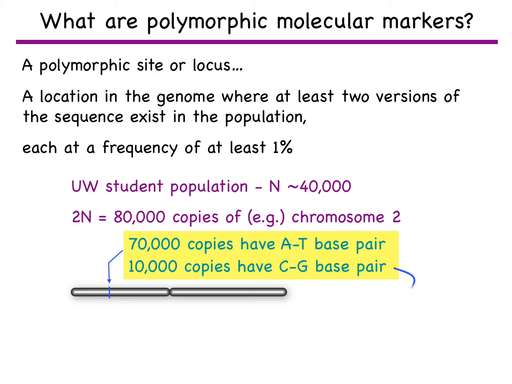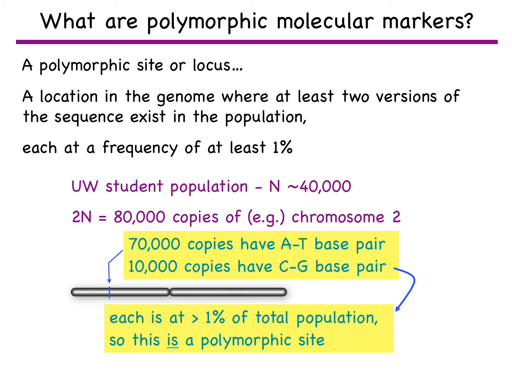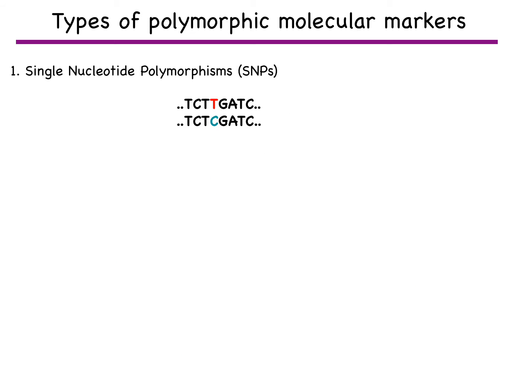So that would represent a polymorphic site, because each is present at a frequency of greater than 1% in the population. And again, it varies in the population. There's a different sequence there in different homologous chromosomes at that particular site. So there are lots of different types of polymorphic molecular markers that can be used in these mapping experiments. The simplest type is single nucleotide polymorphisms, often abbreviated by the acronym SNP.